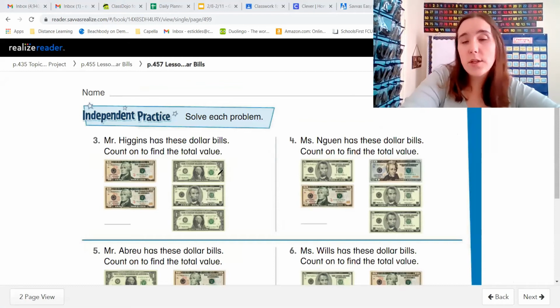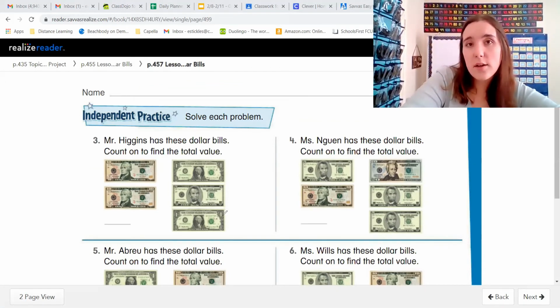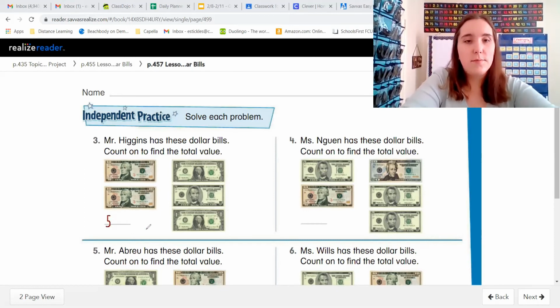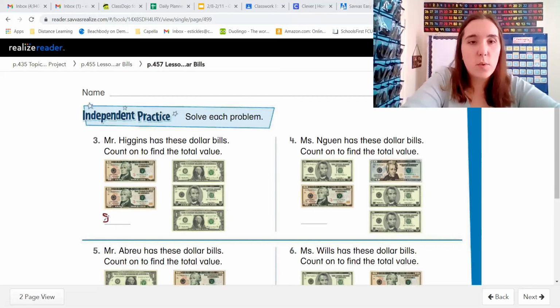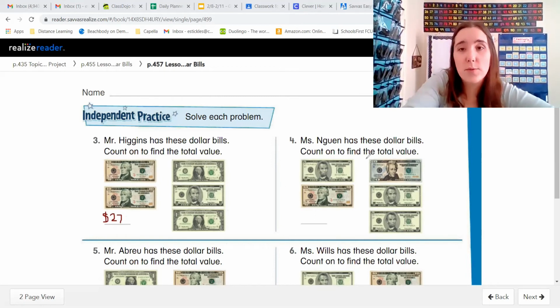$25. Plus $1, 26. Plus 1 more dollar, 27. So we have $27. So Mr. Higgins has $27. Easy peasy, you guys. It doesn't take a whole lot of time. You just have to make sure you know which bill has the greatest value and that you add them up correctly, and you'll always get it right.